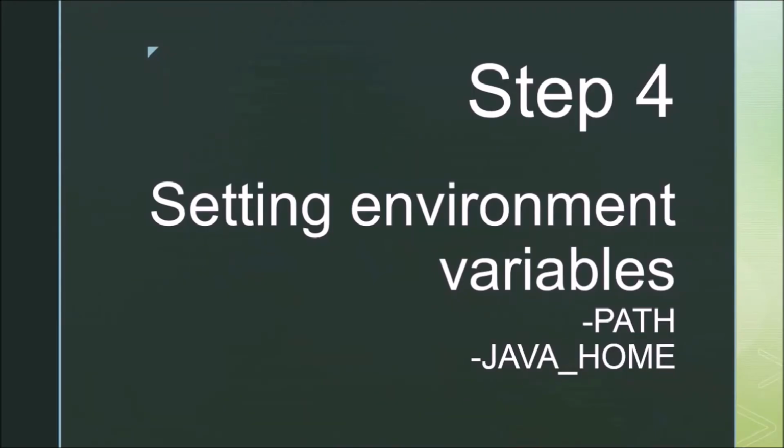In this next step, we are going to set the environment variables. The first environment variable is the path. When you launch a program from the command line, the operating system uses the path environment variable to search for the program in your local file system. Path maintains a list of directories for searching executable programs. The second one is Java Home. Many Java applications require the environment variable Java Home to be set to the JDK install directory.